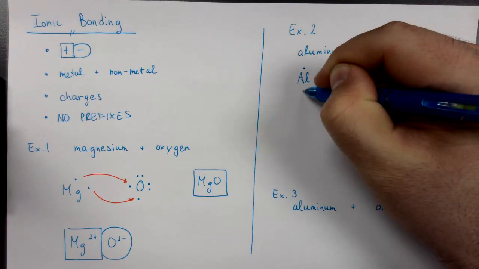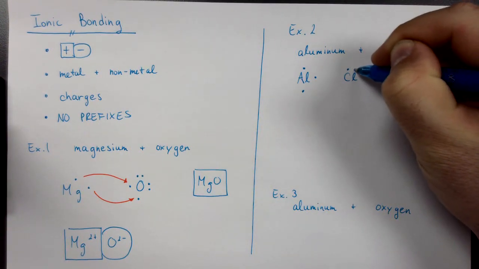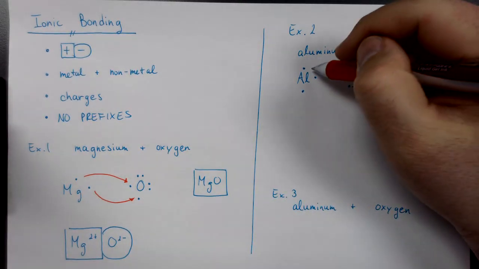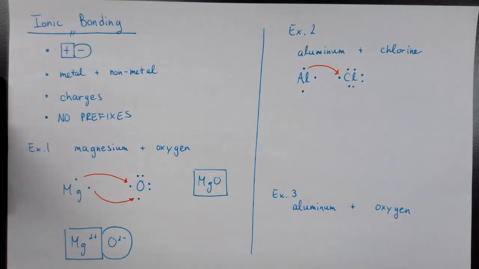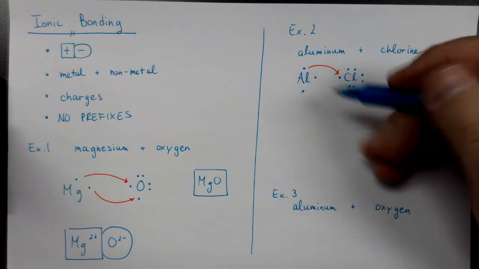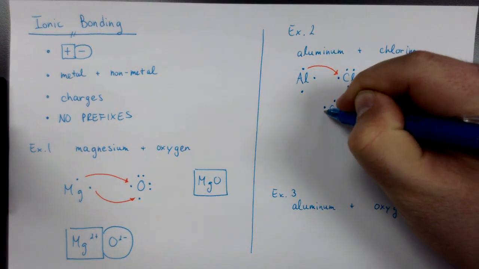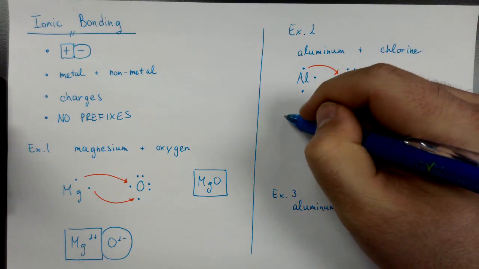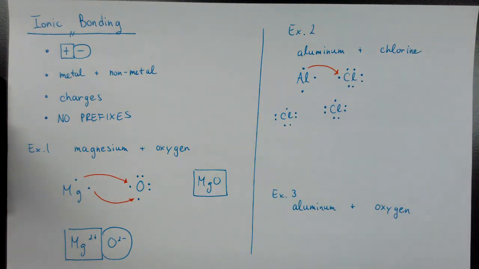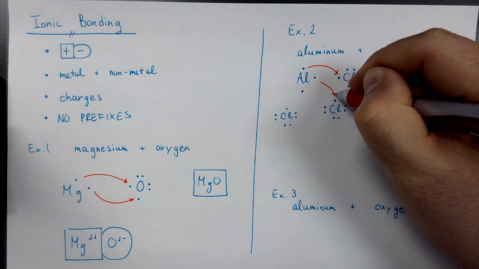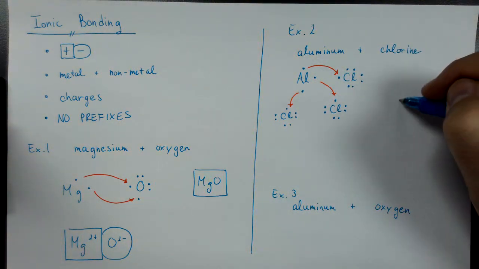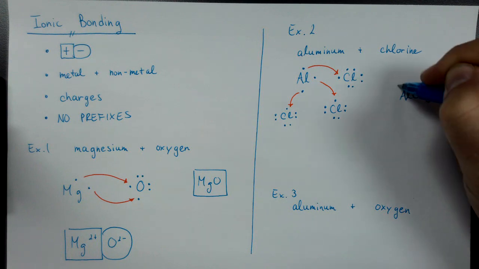Okay, aluminum, 3 dots, chlorine, 7 dots. Now this is not an ideal match. Aluminum can give 1 electron to chlorine, but now aluminum still has 2 more. We end up needing 3 total chlorines to accept all of aluminum's electrons. What we're left with here is AlCl3.